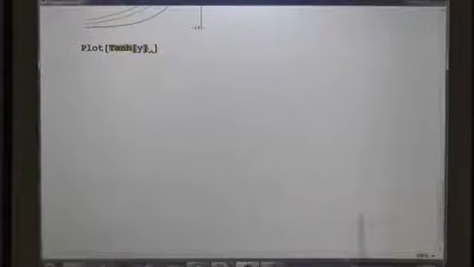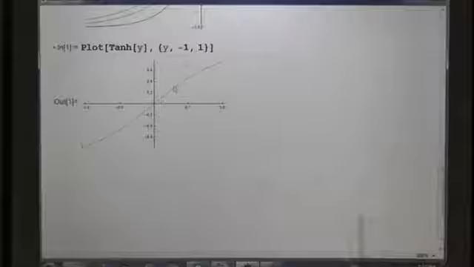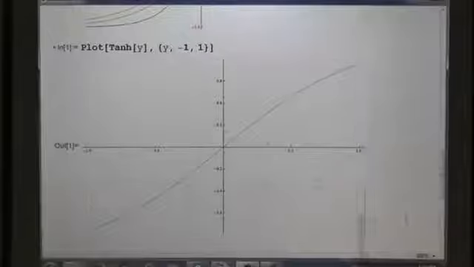If I plot the tan hyperbolic of some function y, now y is proportional to field over the temperature. Higher the field, higher will be y. Lower the temperature, higher will be y. So this is the magnetization for a spin half paramagnetic system. And I plot y, say from -1 to 1. If I make this plot, this is what I get. This is a spin half system.